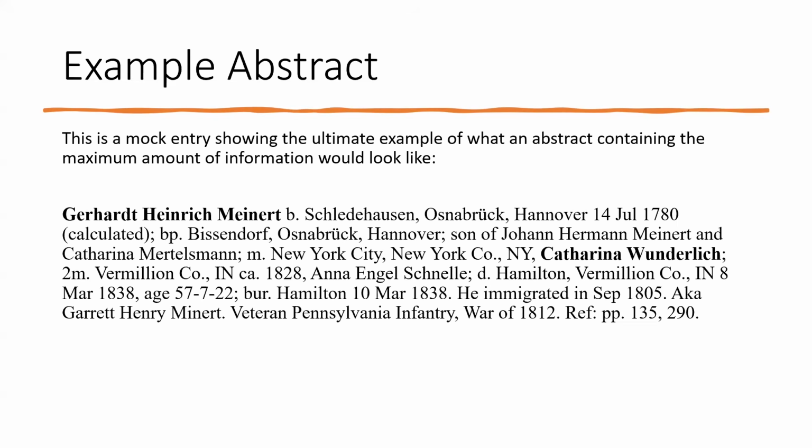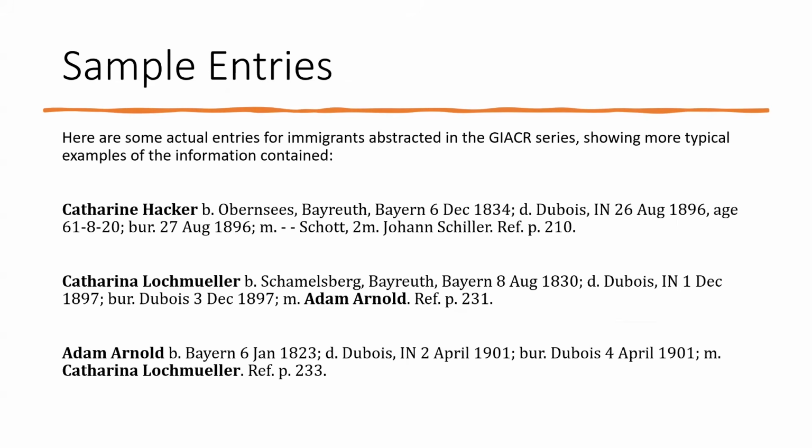Sample entries of actual entries are more typically like this, with less comprehensive information. But by and large, containing the most critical information, which is the place of origin, or the birthplace of the immigrant, and the birth date.